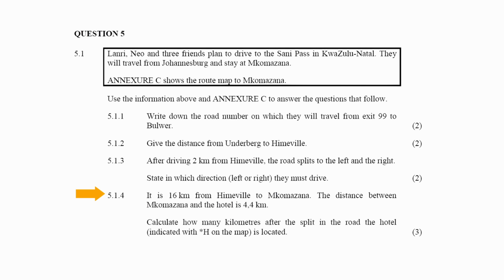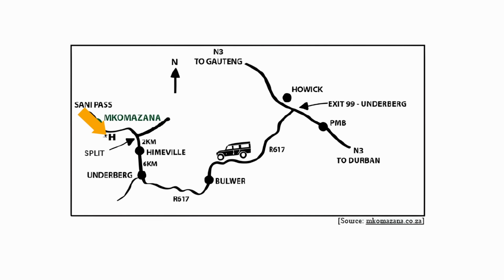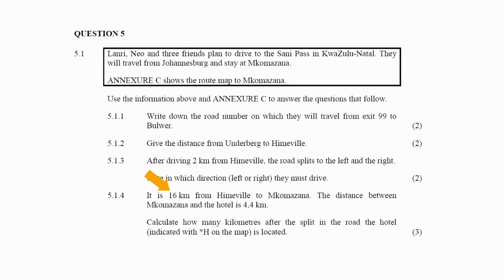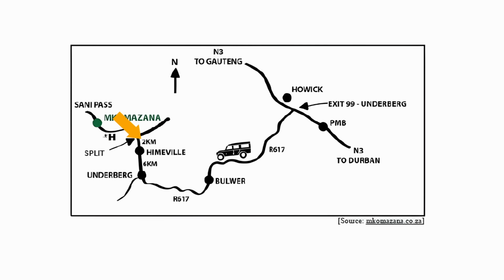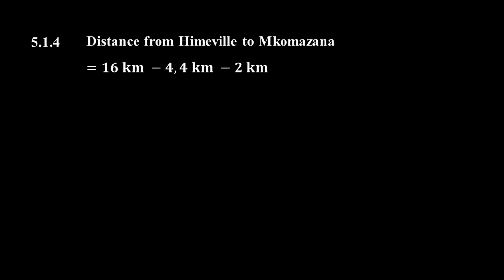In question 5.1.4, it is said that it is 16 kilometers from Heimville to Mkomazana. The distance between Mkomazana and the hotel is 4,4 kilometers. You have to calculate how many kilometers after the split in the road the hotel indicated with H on the map is located. The distance from the split to the hotel is the difference between the total distance of 16 kilometers and the sum of the distance from the hotel to Mkomazana of 4,4 kilometers and the distance from Heimville to the split of 2 kilometers. This equals a distance of 9.6 kilometers from the split in the road to the hotel.